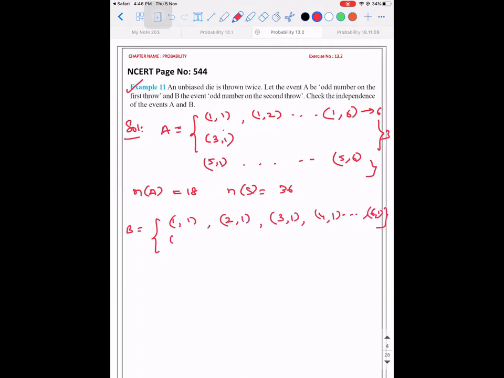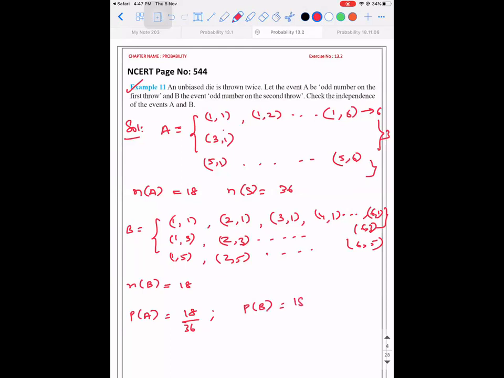What else will you get? We have written everything. So (1,3), (2,3), it keeps on going till (6,3). Then (1,5), (2,5), and so on till (6,5). The number of elements in B is also 18. So what is the probability of A? 18 by 36. Probability of B is also 18 by 36.